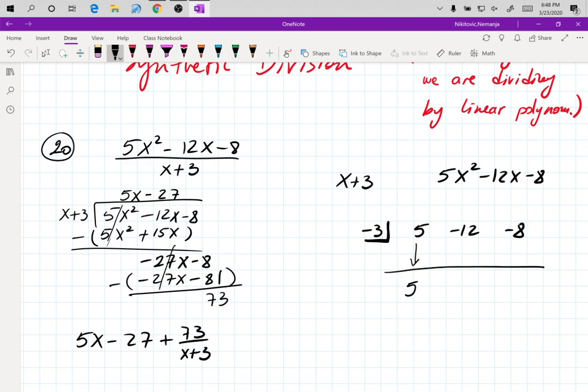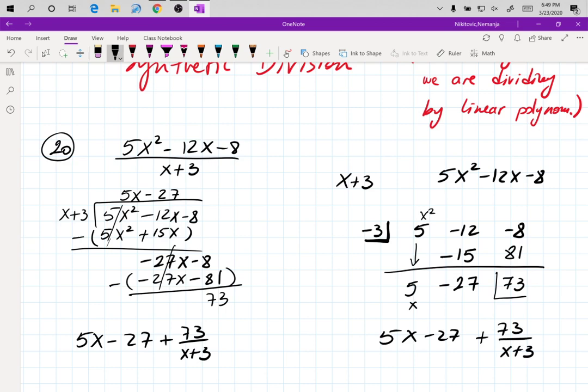Drop down 5, multiply with negative 3 to get negative 15, add down to get negative 27, multiply with negative 3 to get positive 81, and then get your 73 here, and that's the remainder. So, if the first one was x squared, then the first one over here is x. So you have your 5x minus 27 plus 73 over x plus 3, and we did it in a flash.